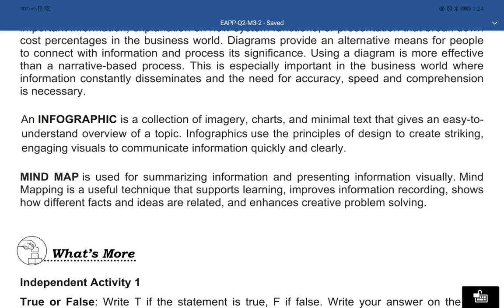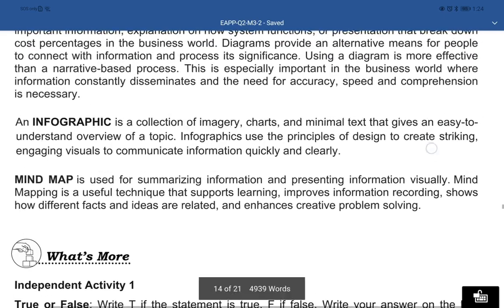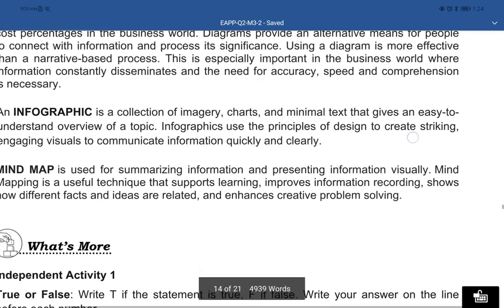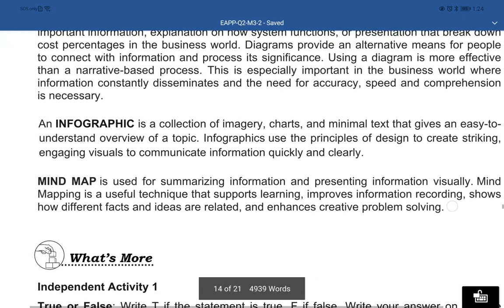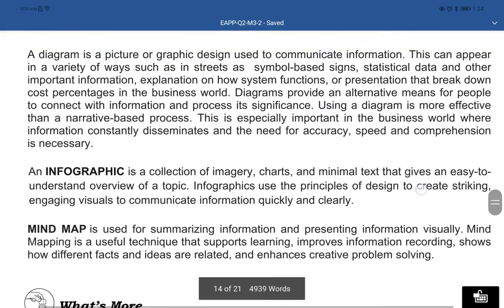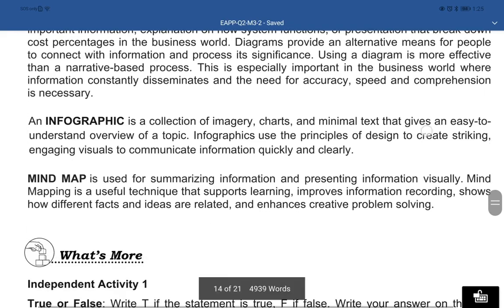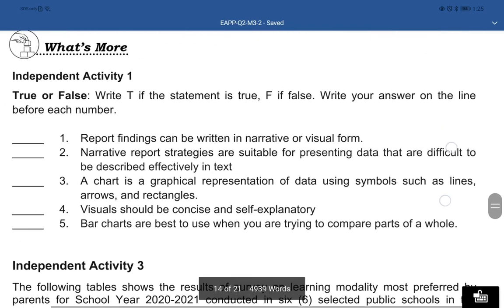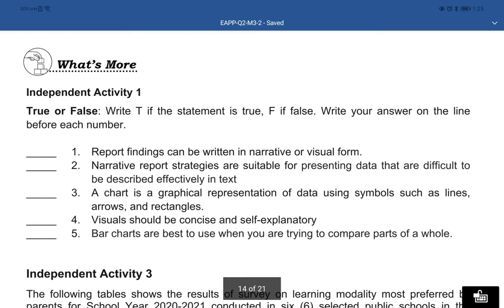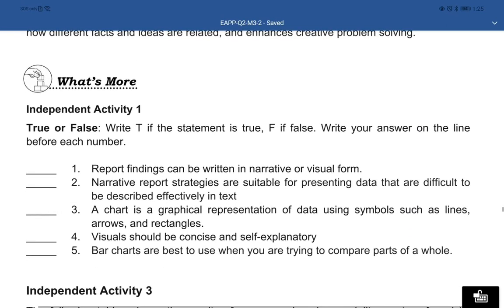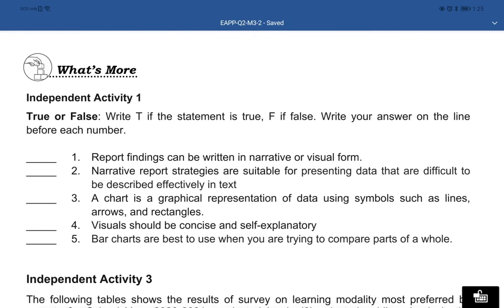And then, mind map. Ito yung mind map, used for summarizing information, presenting information visually. Mind mapping is a useful technique that supports learning, improves information recording, shows how different facts and ideas are related, and enhances creative problem solving. Ito yung pang word map or concept map, yung may nakalagay na halimbawa, love, nakalagay sa gitna. Tapos, maglalagay ka ng line. Tapos, magkoconnect ka ng isang data. Halimbawa, pain. Tapos, magkoconnect ka ulit ng isang data. Tapos, bilog uli. Ang nakalagay naman, joy. Mga ganun. Okay, so mind mapping. So, para lang gumagawa ng sapot-sapot ng ideas.